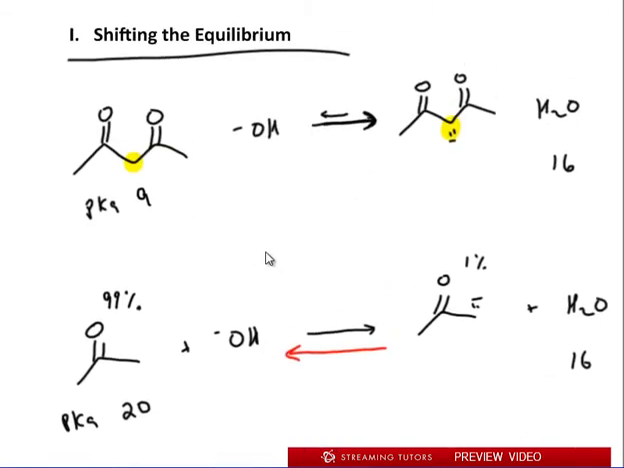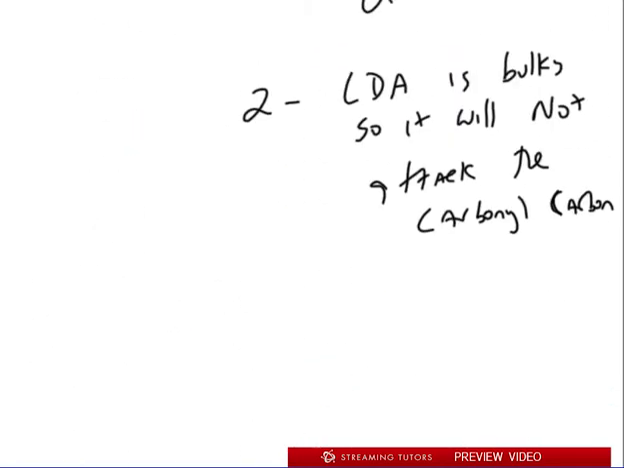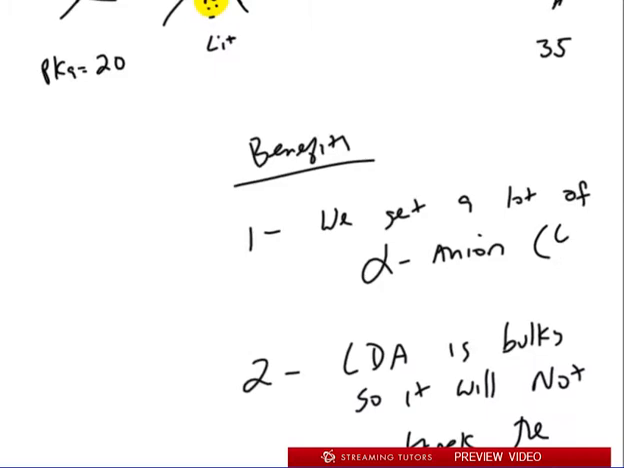So LDA presents a very good opportunity for us to use something that gives us a much more appreciable amount of alpha anion. So now that we know that we can make alpha anion, what are we going to do with this information? Well, here's what we're going to do. And by the way, one more thing I want to point out: why do we get a lot? Because LDA is a strong base. I want to make sure that I'm making that clear. That's why we get a lot of alpha anion, because LDA is a strong base.